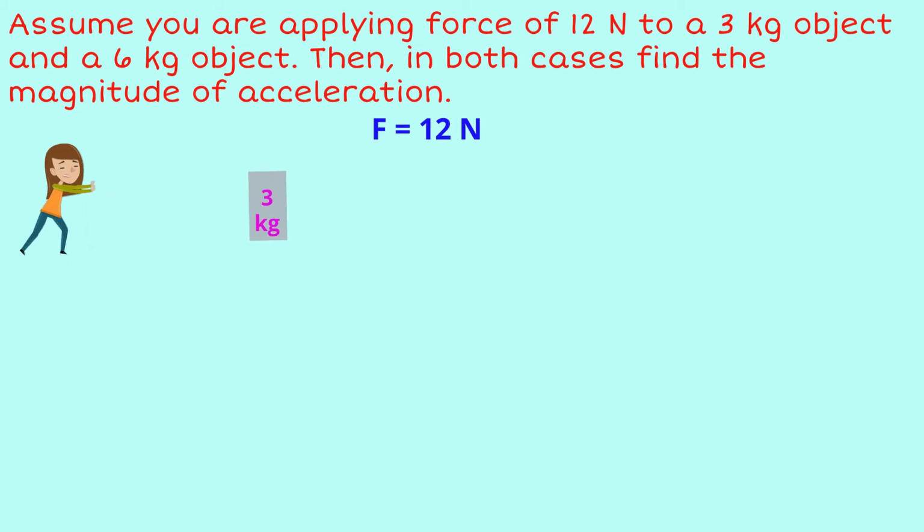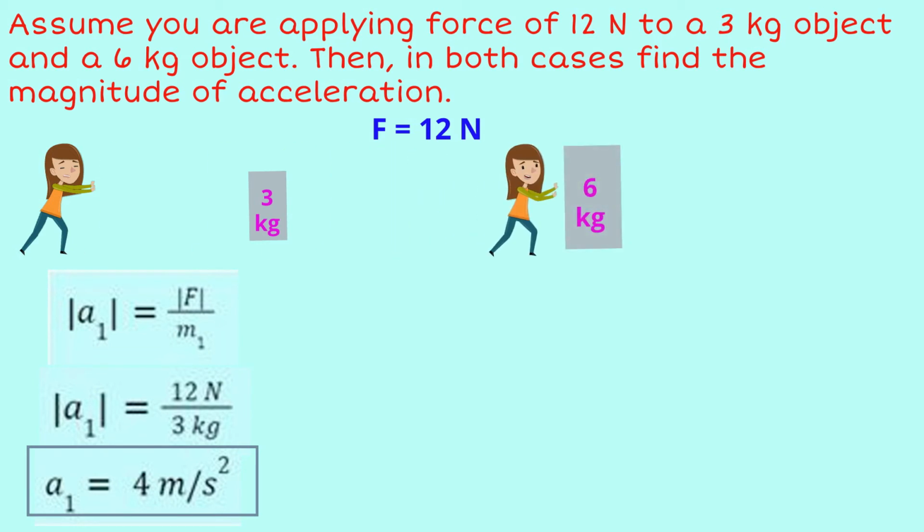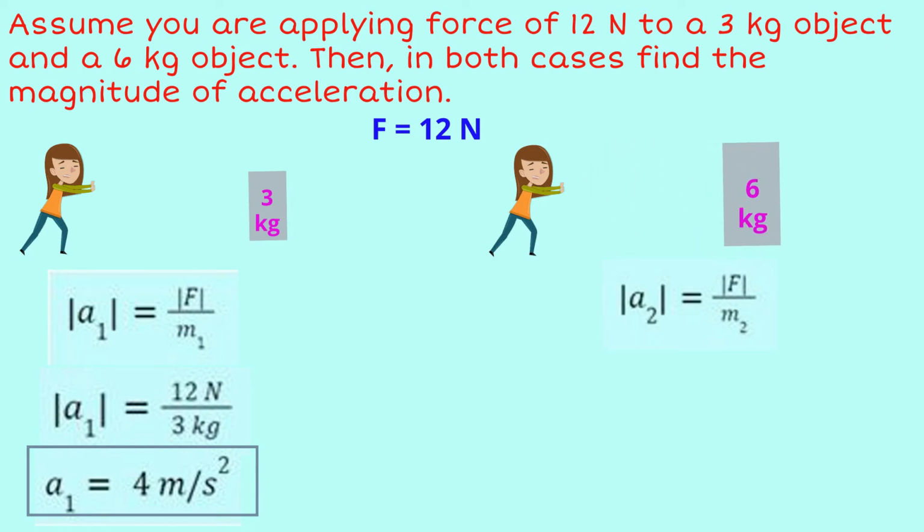Thus, the magnitude of acceleration of the first object, a1, is equal to F upon m1, which is 12 upon 3, giving us 4 meter per second square. Now let's see what the acceleration of the object having mass 6 kg is. The magnitude of acceleration of the second object, a2, is equal to F upon m2, which is 12 upon 6, giving us 2 meter per second square.